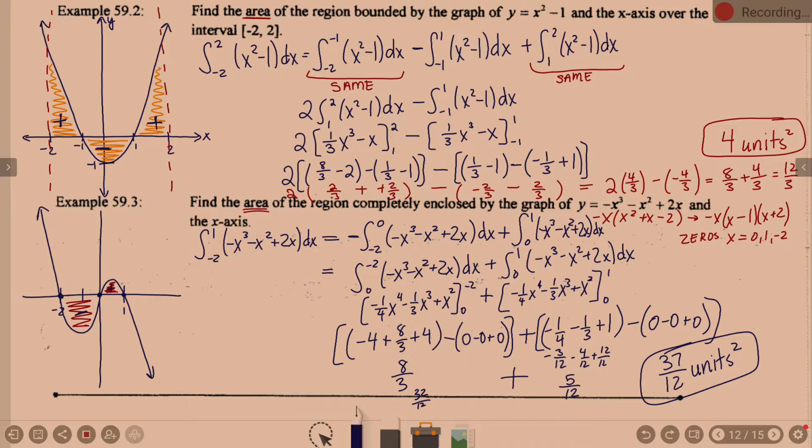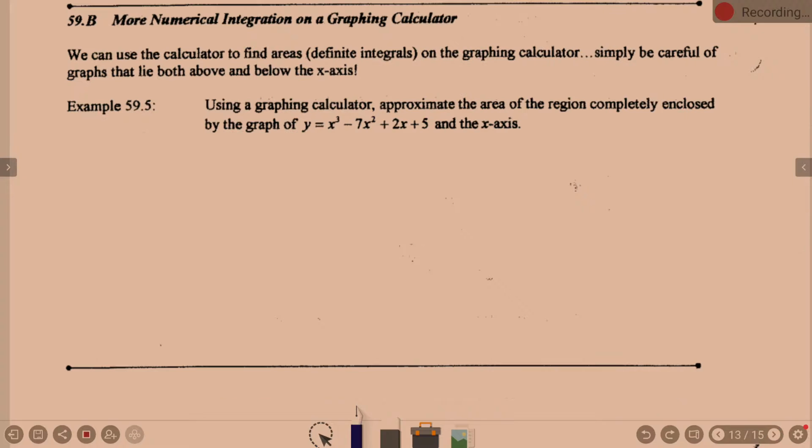Now, notice what the backside says, though. Calculator. Okay.